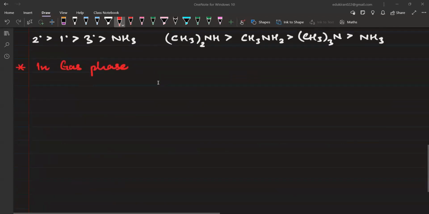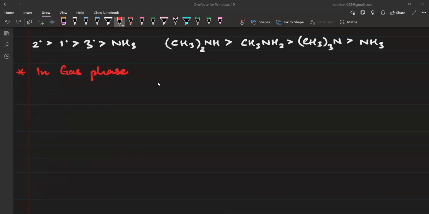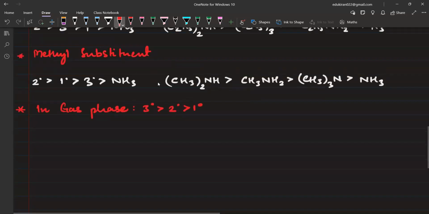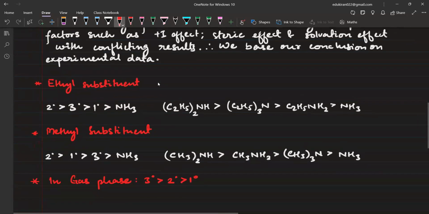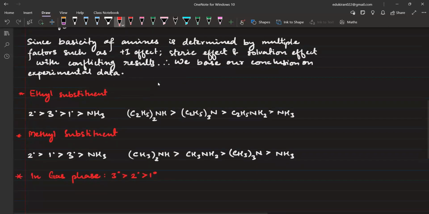In gas phase reaction, write down that 3 degree is the most basic, followed by 2 degree, then followed by 1 degree. And in the question, if they have given the order of basic character or basic strength, then you will not consider gas phase. If it is gas phase, they will write what is the basic strength of the following compounds in gas phase. Then this is the order: 3 degree, then 2 degree and then 1 degree, whether it is ethyl or methyl, there is no exception here in the gas phase. For ethyl and methyl substituents, these are the orders. Please write this down, raise your hand once you're done.